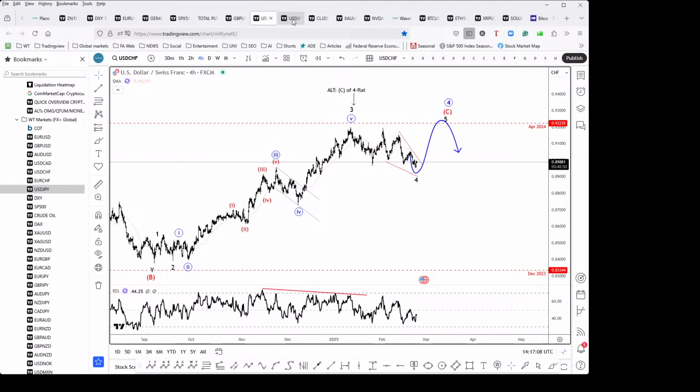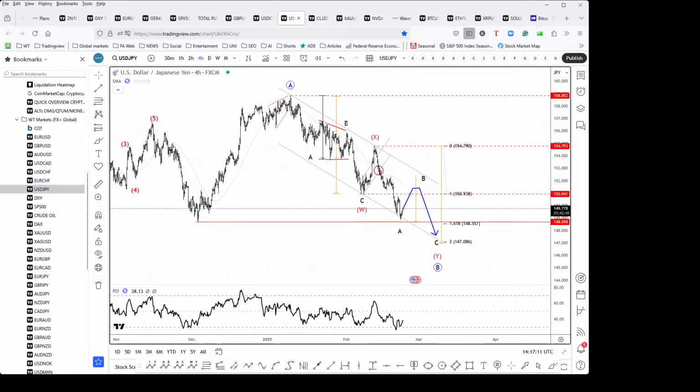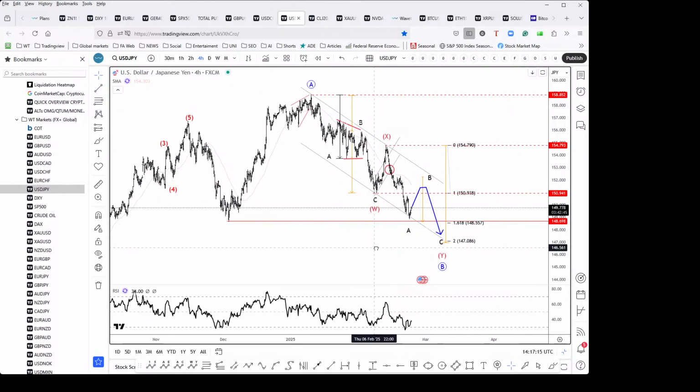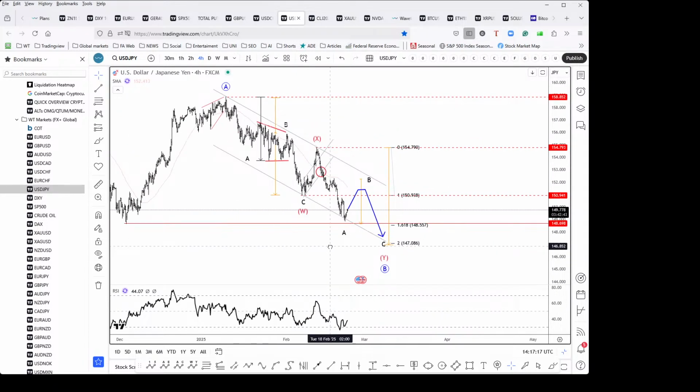Okay, now let's take a look at the dollar yen. We covered this one quite a lot recently, and notice that last time I said that dollar yen is probably headed down for this wave C, which belongs to the final parts of this complex correction. But notice that this drop now from wave X is actually in 5 waves, not in 3 waves.